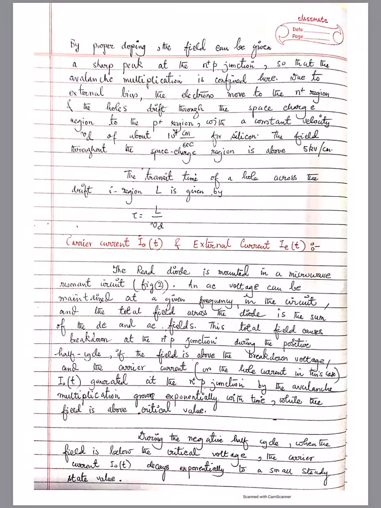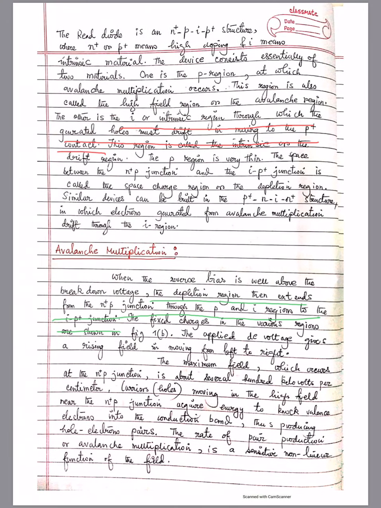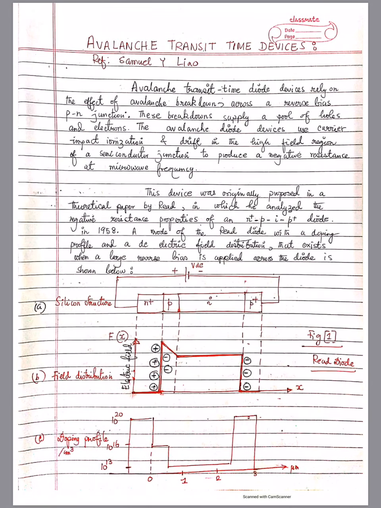Welcome students. Today our topic is the IMPATT diode, which is a type of avalanche transit time diode used as an amplifier in the microwave domain. So in the previous video we have already introduced the basic concept of the IMPATT diode, its structure and the mechanism of operation.